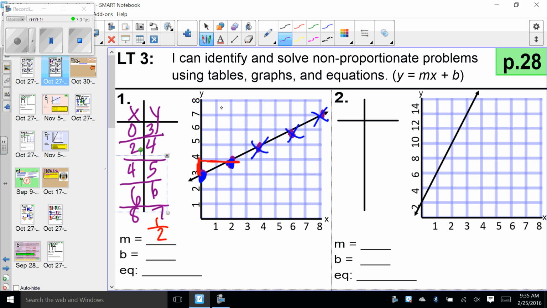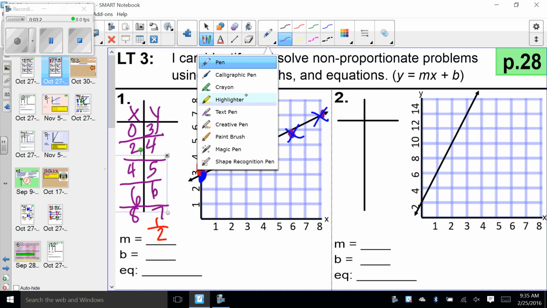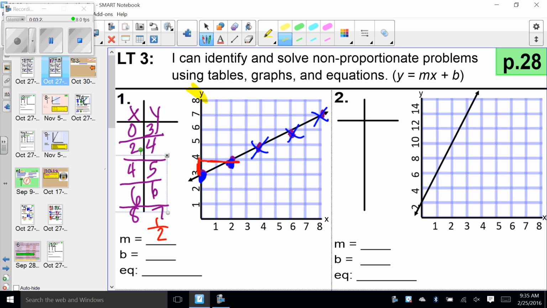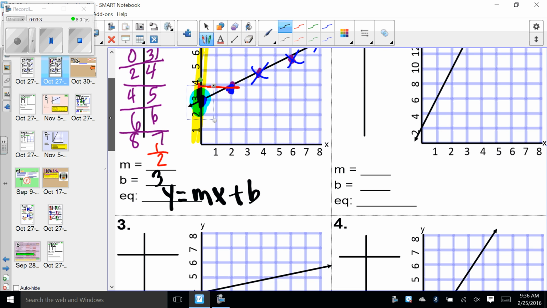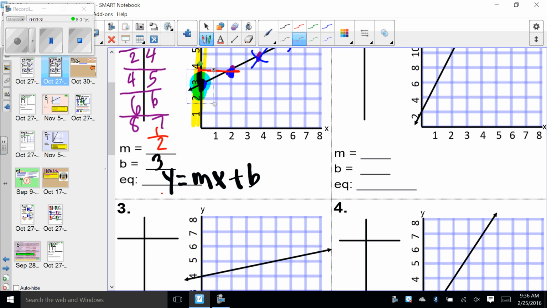The y-intercept is the place where the y-axis crosses the graph. In this case, our y-axis hits the graph right here at 3, so our y-intercept is 3. My equation is y = mx + b. So y is a stop sign, my slope m is 1/2, x is a stop sign, and my b is 3. My equation is y = 1/2 x + 3.